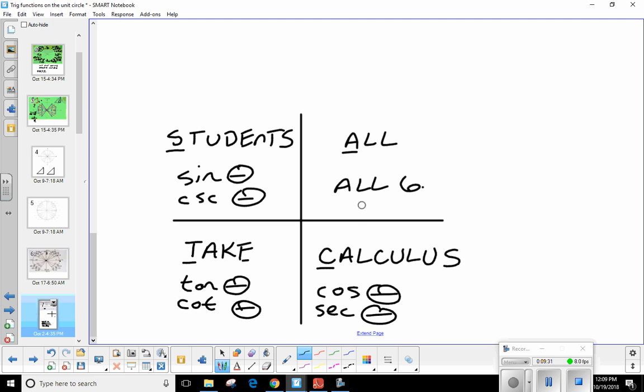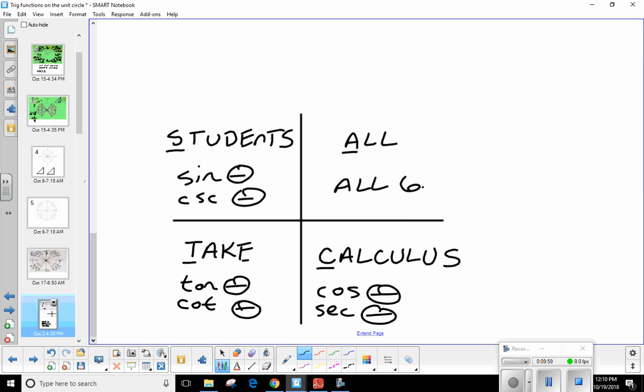That actually does stand for all. All 6 of them are always positive in the first quadrant. But the S stands for sine, T stands for tangent, and C stands for cosine. Just like you would number the quadrants 1, 2, 3, 4 counterclockwise, you say the sentence in the same way. Now, you'll notice along with sine, tangent, and cosine, what's also in a quadrant with them?